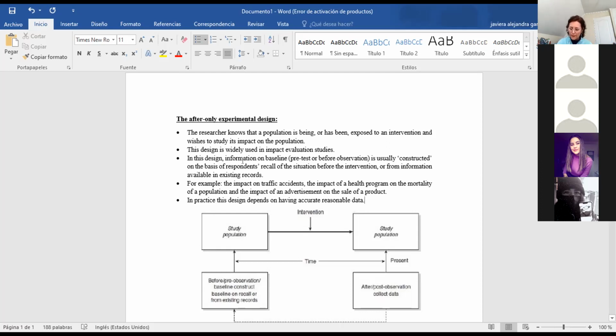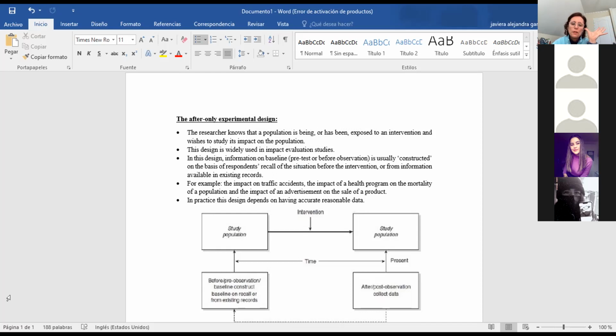The information in this design is baseline in the pretest or before observation. It's usually constructed on the basis of response recall of the situation before the intervention, or from information available in existing records. Yes, exactly, the previous record. Yes, that's the pre.